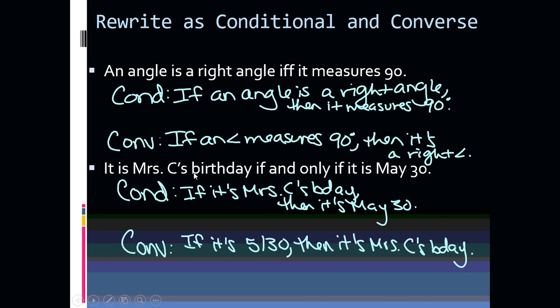It is Mrs. C's birthday if and only if it is May 30th. The conditional will be: if it is Mrs. C's birthday, then it is May 30th. The converse: if it is May 30th, then it is Mrs. C's birthday. So you just write this and flip it. And when you combine these two, they are a biconditional.